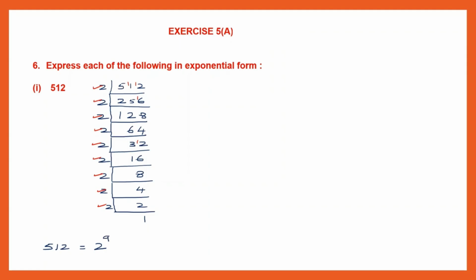As you can see in the prime factorization method, when we kept dividing the numbers by 2, we got 9 2's. So 2 raised to the power of 9 will give you 512. Next one, let's continue this in the same way. So let's take 1250 and let's divide this by 2.